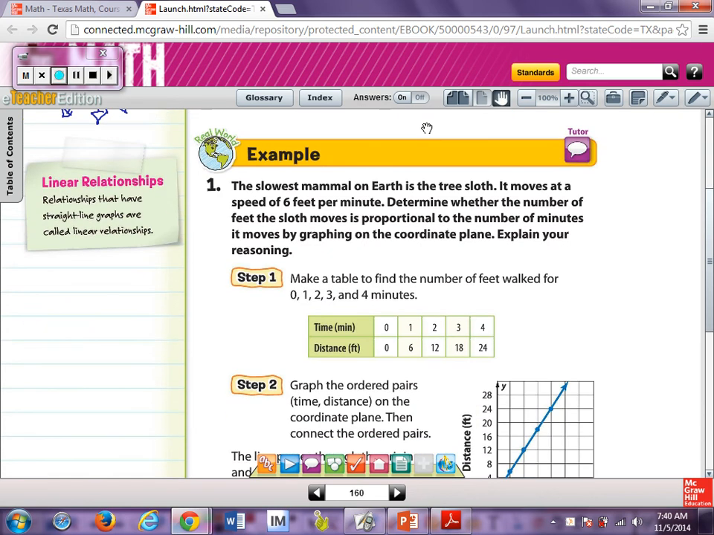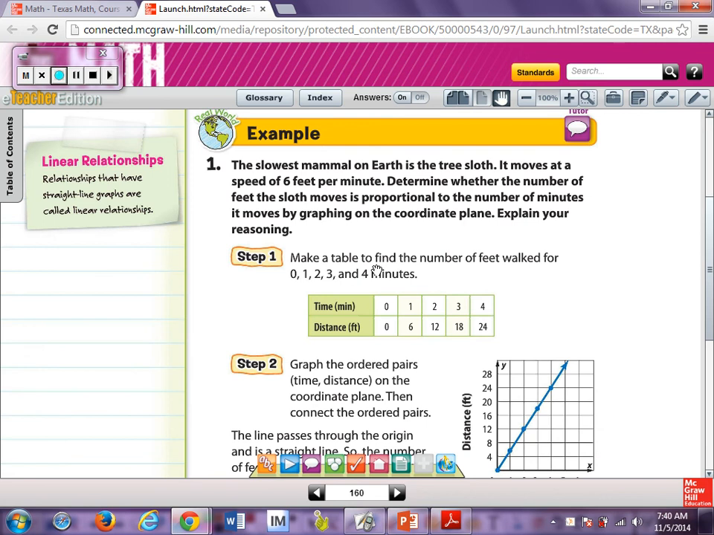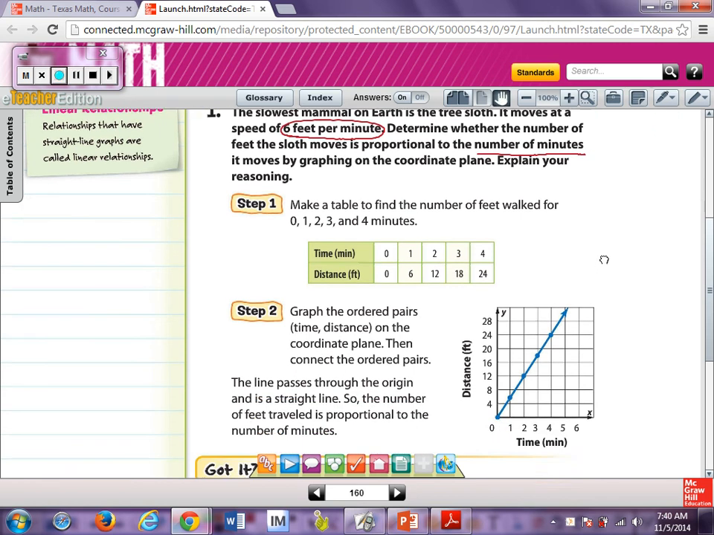So in example 1, it says the slowest mammal on Earth is the tree sloth. It moves at a speed of 6 feet per minute. So that's a rate we're going to need to know. Determine whether the number of feet the sloth moves is proportional to the number of minutes. So we want to know about the number of minutes it moves by graphing it on the coordinate plane. Explain your reasoning. So what they give us here is a table.